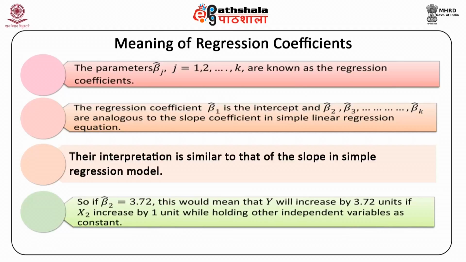So if beta 2 hat is equal to 3.72, this would mean that y will increase by 3.72 units if x2 increases by 1 unit while holding other independent variables constant. Therefore, generally speaking, the parameter beta j represents the expected change in dependent variable y per unit change in xj when all the remaining independent variables xi, i not equal to j, are held constant.